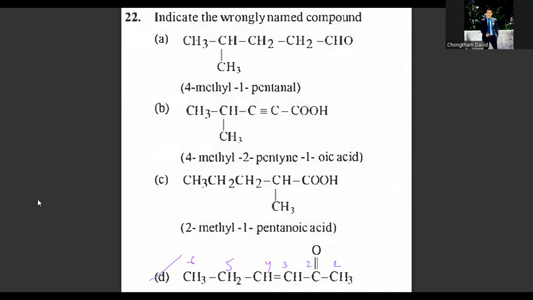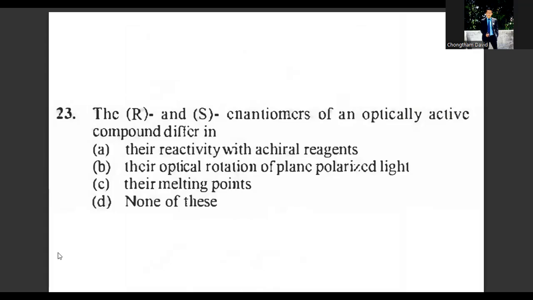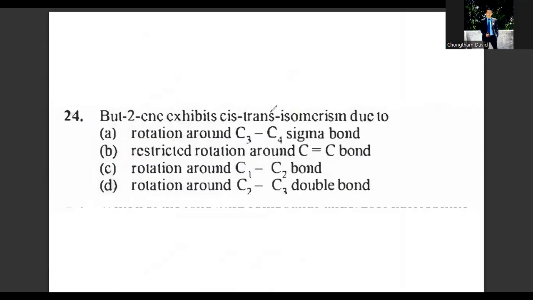Question number 23. The R and S enantiomers of an optically active compound differ in their optical rotation of plane polarized light. They differ with respect to optical rotation of plane polarized light. Option B.